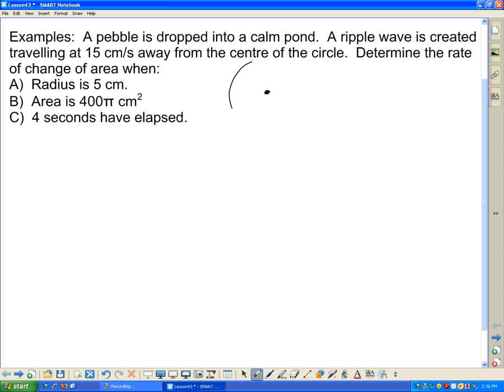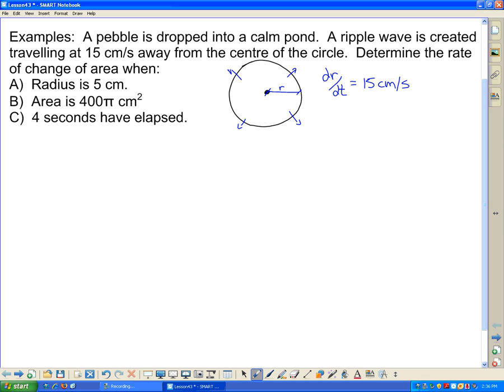So if I look at the ripple wave, and that wave is expanding out in all directions, what is changing at 15 centimeters per second? That's what I want to know. And hopefully, I see lots of hands up, so that's a good sign. When we're talking about a circle, we're talking about the radius. So in the end here, we're talking about the change in radius with respect to time is 15 centimeters per second. So that's what 15 centimeters per second represents.